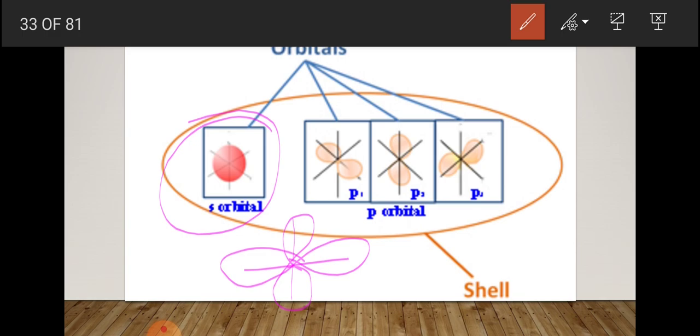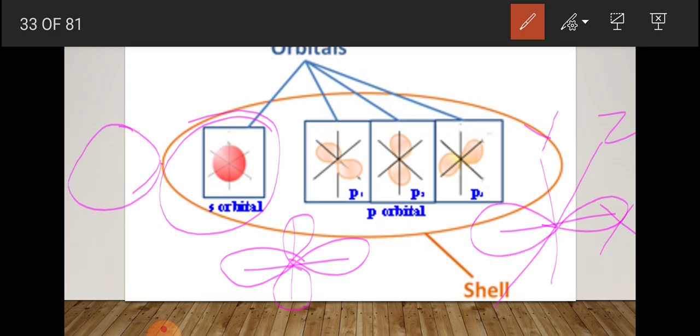Except the s orbital, all other orbitals have directional character. As you can see, the s orbital is a spherical shape. But when we make the p orbital, we have to take the axes x, y and z. According to that, if it is px, then I will make px. If it is py, then I will make py. If it is pz, then I will make pz. So this is the direction. The s orbital will not show any direction, but p, d and f will show the directional character.